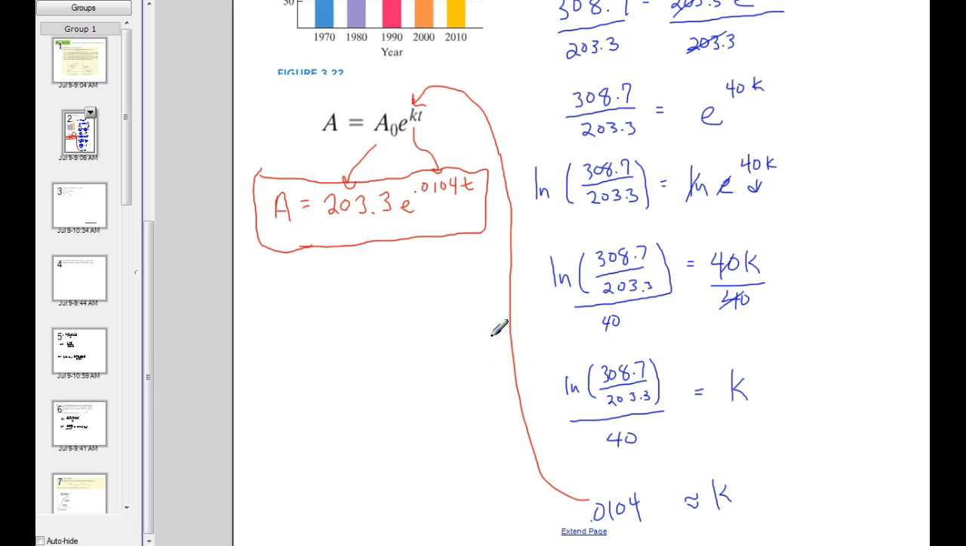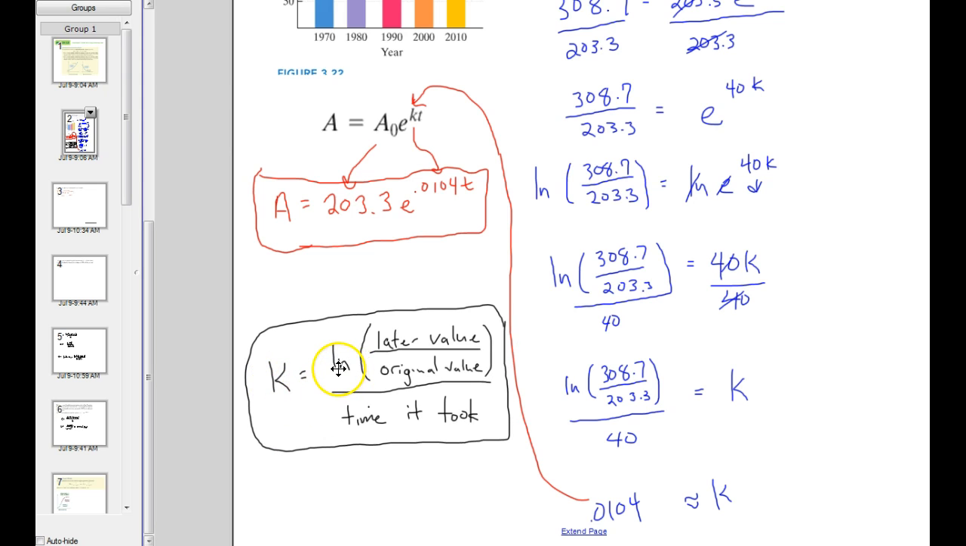Okay, so what is the little shortcut formula going on here? k is always going to be equal to the natural log of the fraction where the numerator is the later value, the value that took place later in time, divided by the original value, and then you close that natural log off, and then you divide by the time it took to grow from the original value to the later value. Now, this is what k is. Remember, if k is a positive number, this is growing. If k is a negative number, then this thing is shrinking.